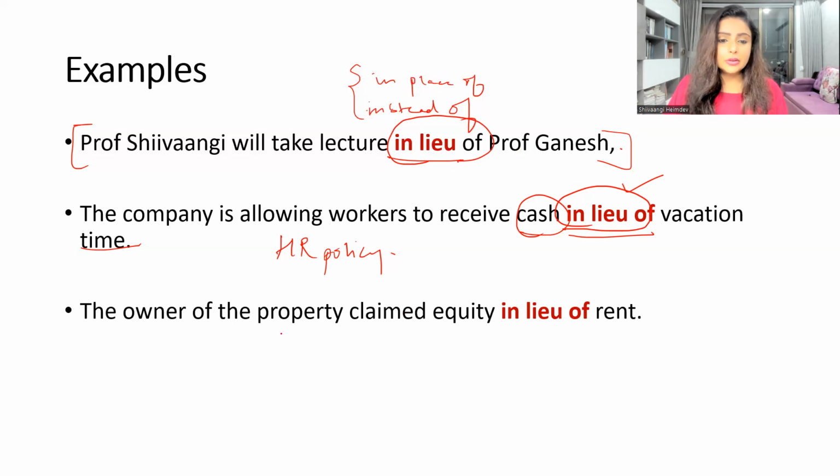Then the third one: "The owner of the property claimed equity in lieu of rent." What does this mean? Instead of demanding rent, or in place of demanding rent, what is the property owner claiming? He's actually claiming ownership. Equity is nothing but some kind of ownership. Again, a formal situation, hence formal, business English, so we can say "in lieu of". I hope this video has made it very clear when you can make use of "in lieu of", and you can start doing it in your business correspondence and formal English.